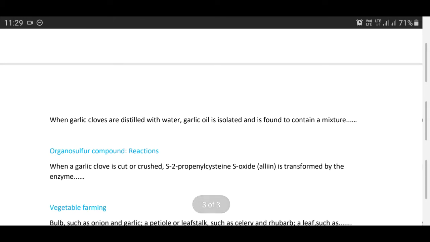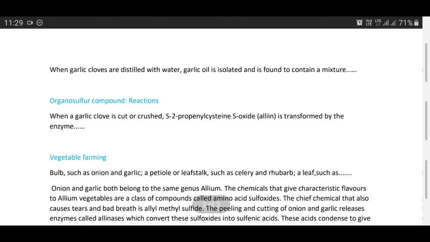When garlic cloves are distilled with water, garlic oil is isolated and is found to contain a mixture of organosulfur compounds. Reactions: when a garlic clove is cut or crushed, S-2-propenyl cysteine S-oxide, called alliin, is transformed by the enzyme.